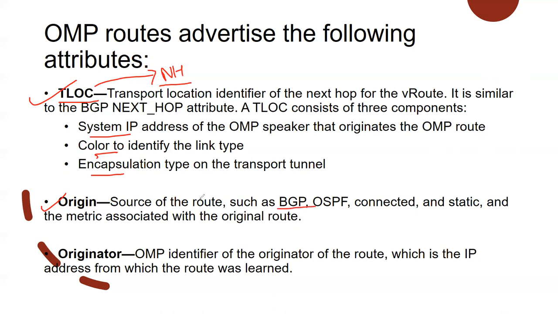Now you can see origin: the source of the route, such as which protocol. Origin is which particular protocol it belongs to. I will log into the device just after two slides and show you how you can find these attributes. Origin is that protocol. Originator is the OMP identifier of the originator of the route, meaning which particular IP is originating the route, or you can say the prefix as well, some prefix like 1.2.3.0/X. I think you'll find origin and originator inside BGP as well, so this is not a new thing. TLOC is a new thing, but again it's termed a transport locator, just as in BGP you have the next hop attribute.